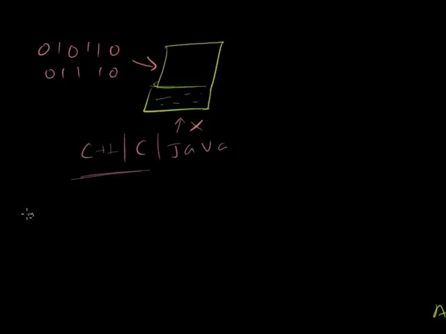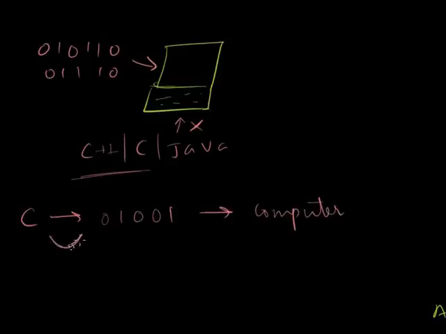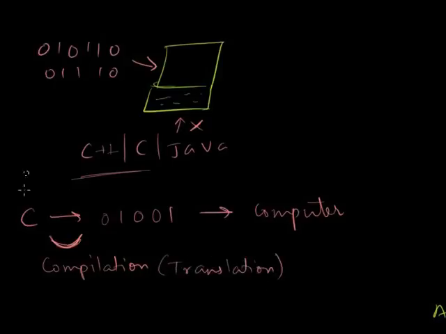Let us say we have the language C. We take it, we convert it to 0s and 1s, that is binary, and then give it to the computer. So this process of conversion is called compilation. It is nothing but translation. You translate a language known as C into the binary language. So this is called compilation.